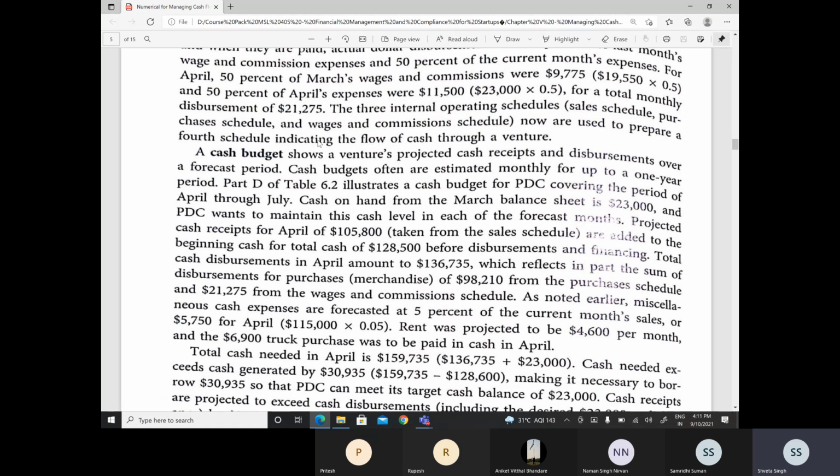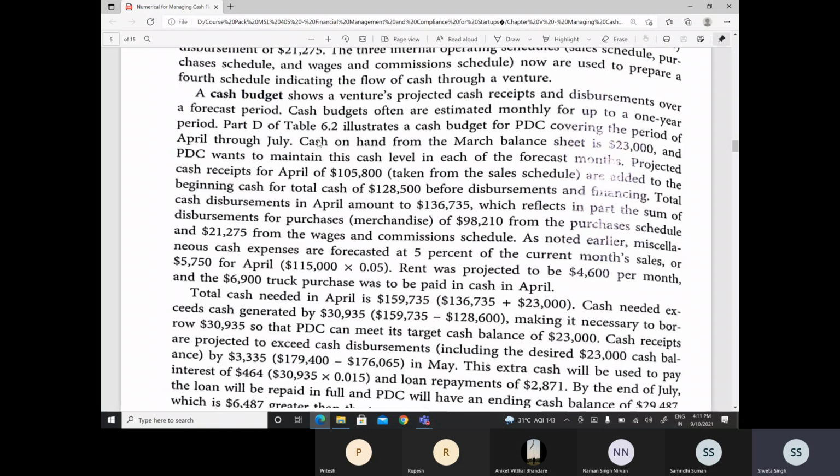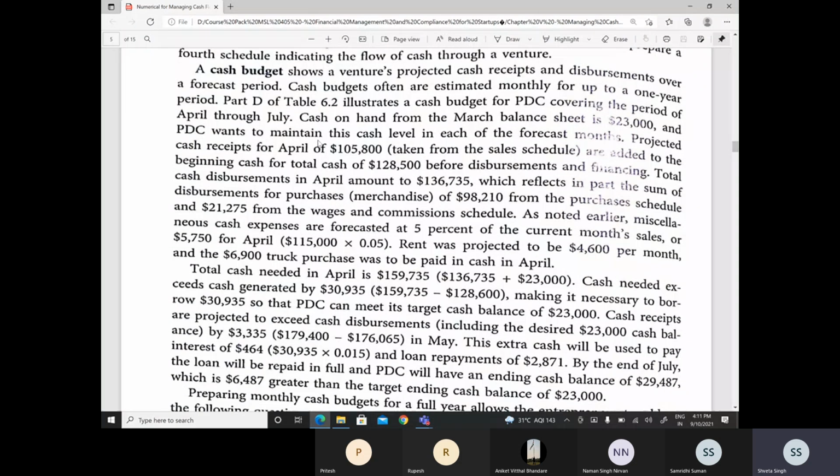The three internal operating schedules, that is sales schedule, purchases schedule and wages and commission schedule, now are used to prepare a fourth schedule indicating the flow of cash through a venture, which is nothing but the cash budget. So a cash budget shows a venture's projected cash receipts and disbursements over a forecast period. Cash budgets often are estimated monthly for up to a 1-year period.